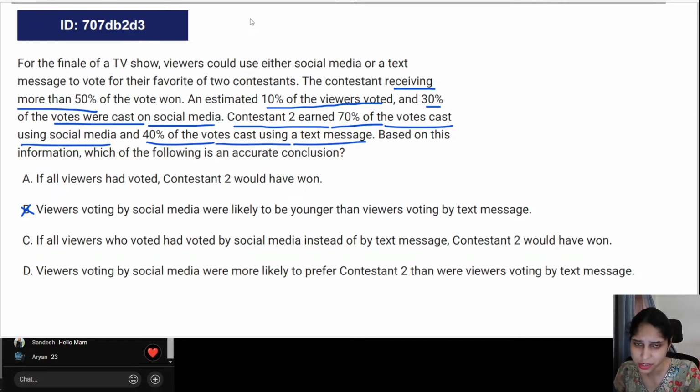Yeah, that's correct because for social media it's 70%, right? 70% are saying that we should vote for contestant 2 using social media. Only 40% are saying that we should vote for contestant 2 using a text message. So D is the correct option.